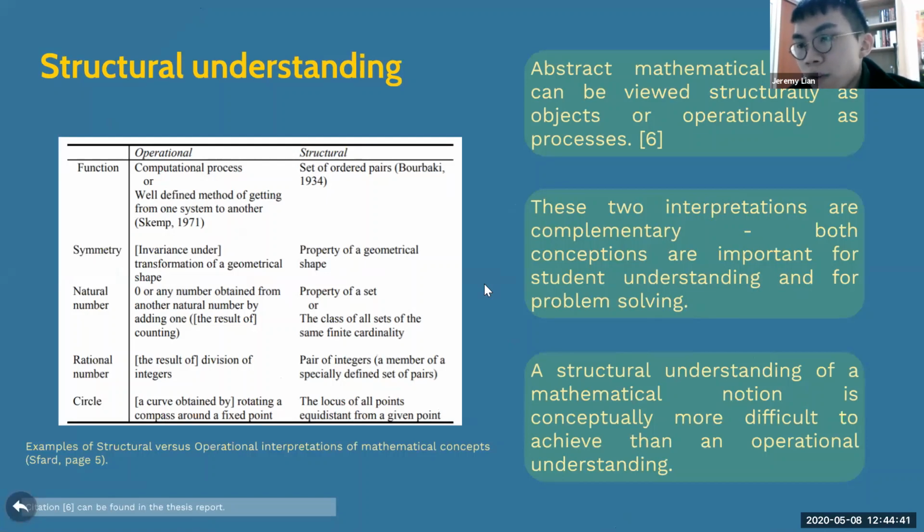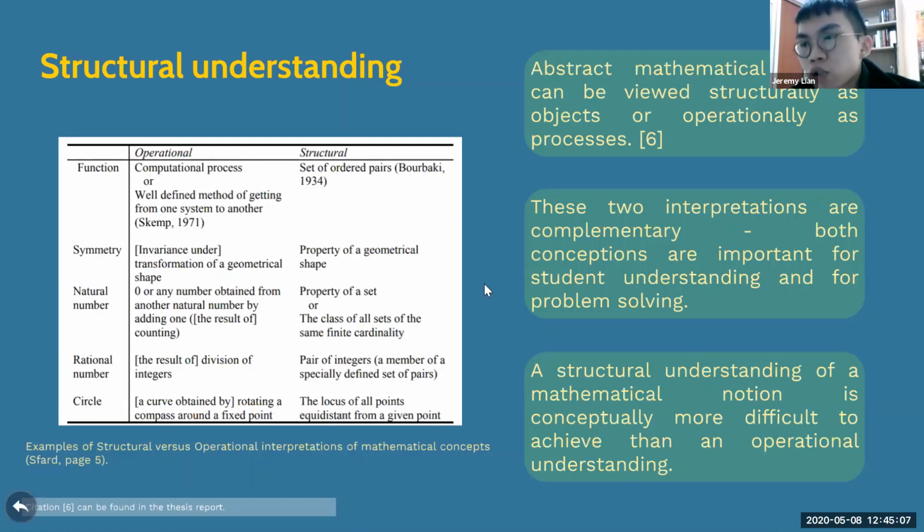One example given by Sfard is the notion of a circle. It is possible to interpret the concept of circle operationally as a process. A circle is a curve obtained by rotating a compass around a fixed point. It can also be interpreted structurally as an object. A circle then, in this interpretation, will be the locus of all points equidistant from a given point.